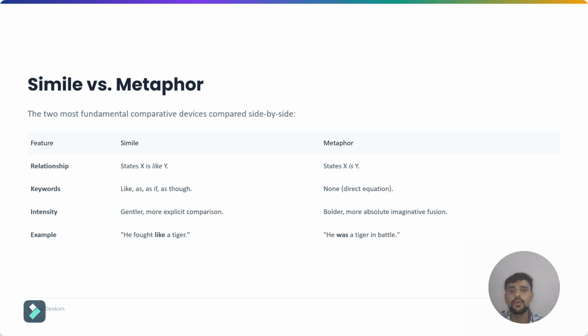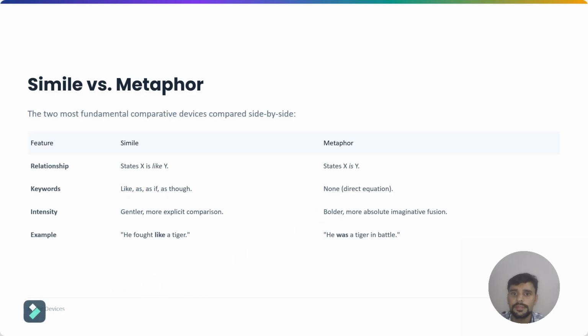This is one of the most important comparisons in the entire lesson. Let's make it extremely simple. A simile says X is like Y. A metaphor says X is Y. Do you understand? For example, Rahul is like a rocket. Simile. But Rahul is a rocket. This is a metaphor. The simile gives us a comparison. The metaphor creates a stronger imaginative identification.